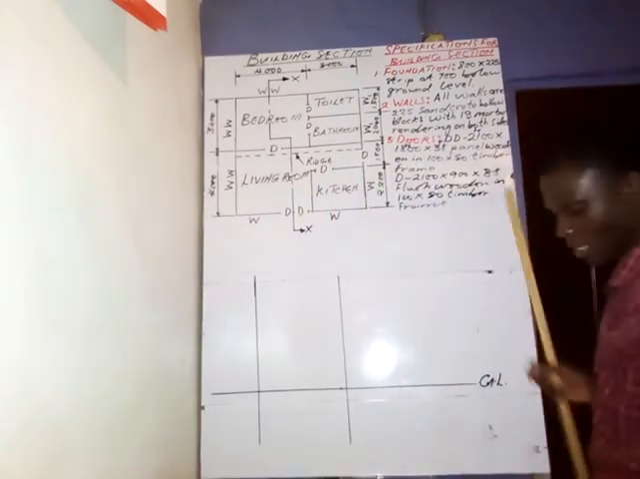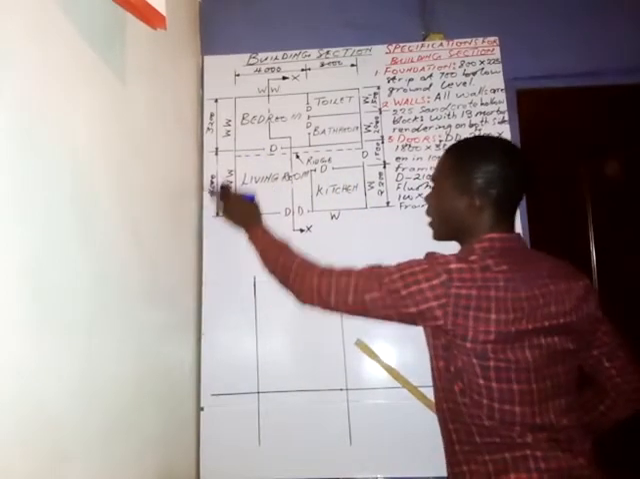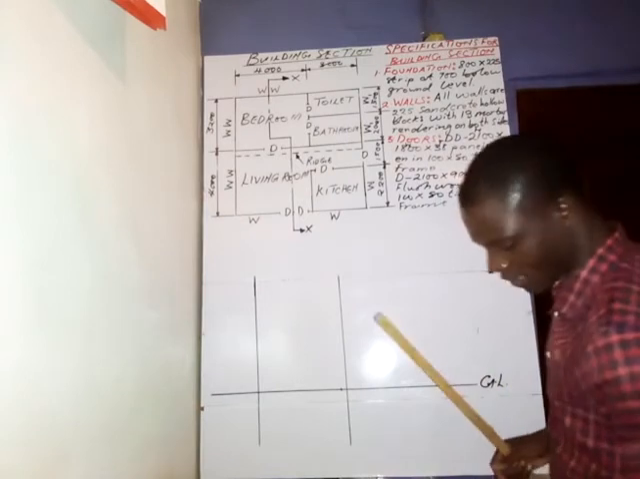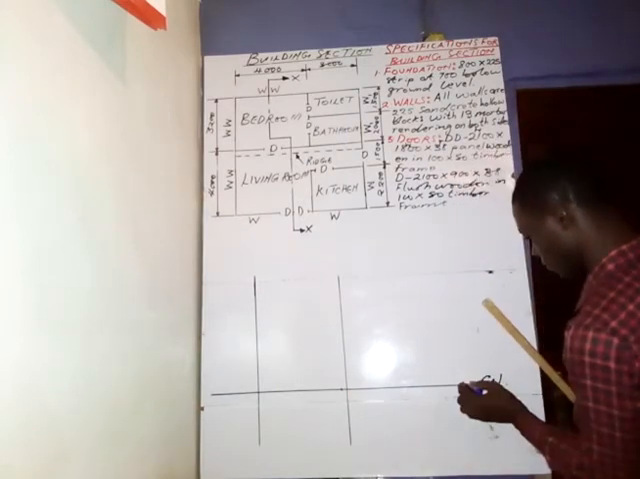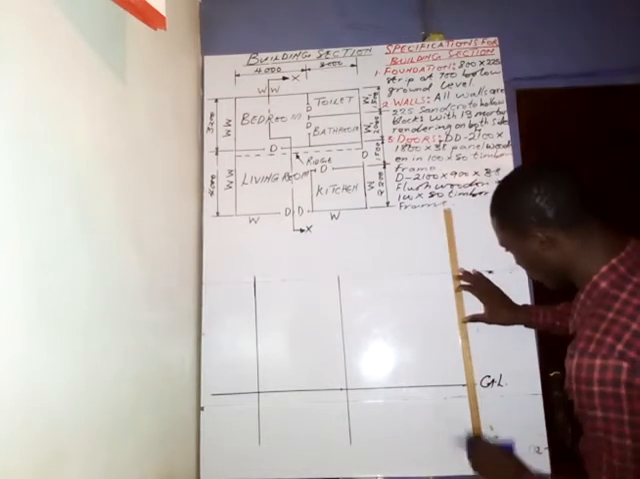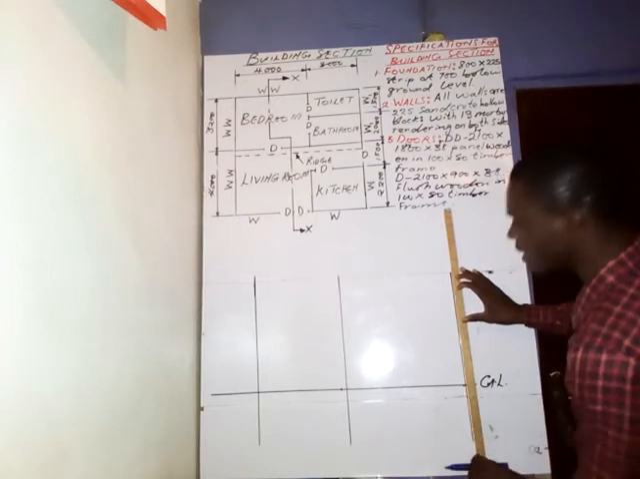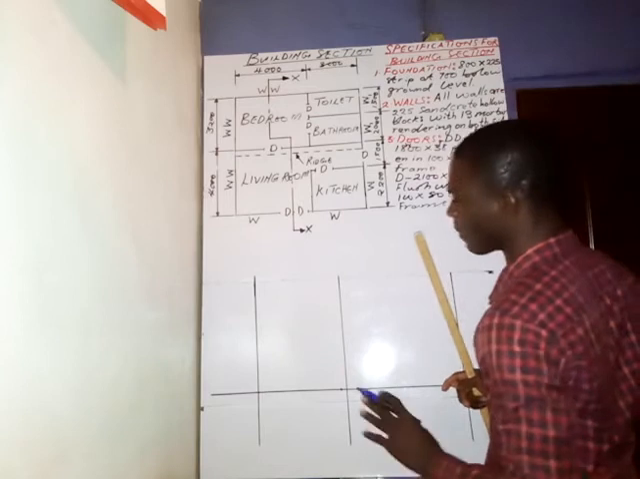So next, we have what? The distance of this wall from here to here is 4,000. So 4,000 by 50 will give us 80. So take a measurement of 80 from here to here. So here we have 80. Then you draw a vertical line. So don't forget that all these are external parts of the walls.